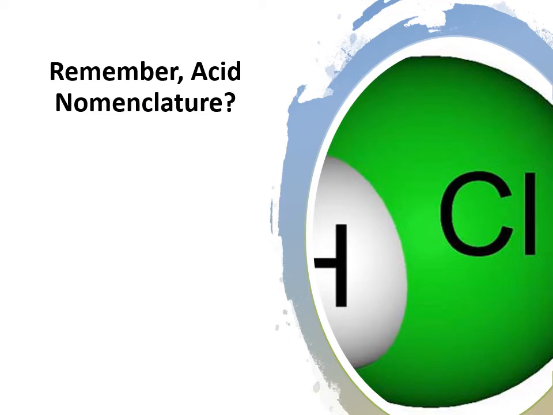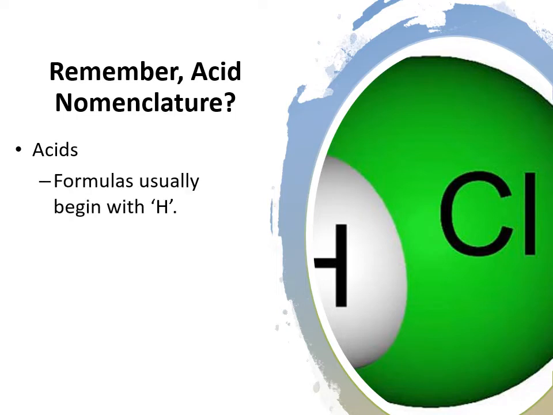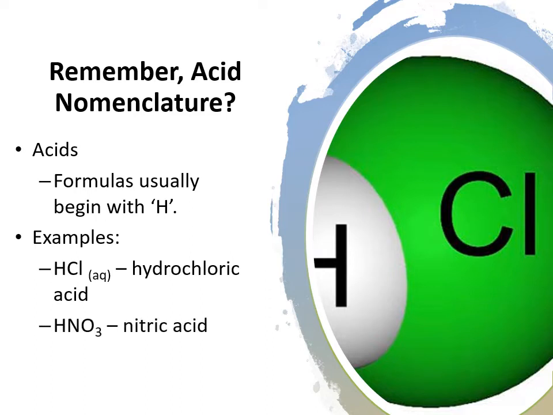Now, we did learn how to name acids back in November. Doesn't mean you remember it, not totally expecting you to, which is why we're going over it today. Acids, their formula begins with H. Some examples: HCl, hydrochloric acid, HNO3, nitric acid, H2SO4, sulfuric acid. So how do we get those names? Why do some have hydro, some do not?